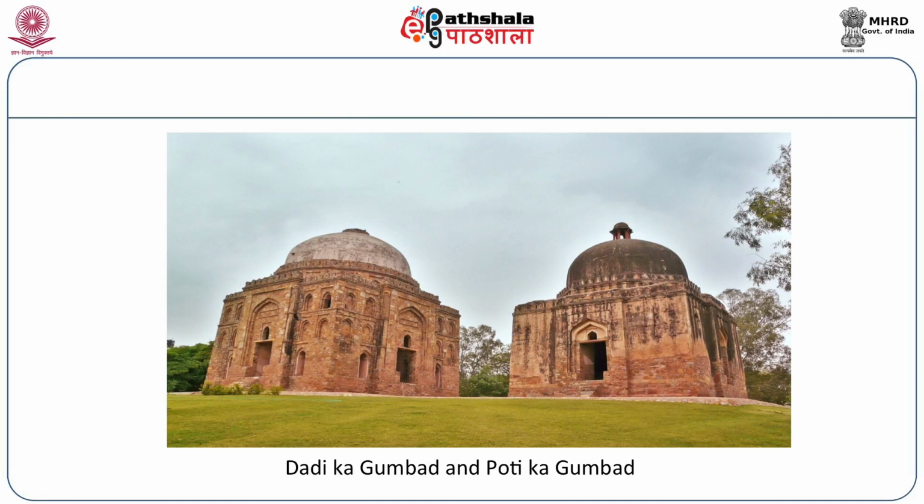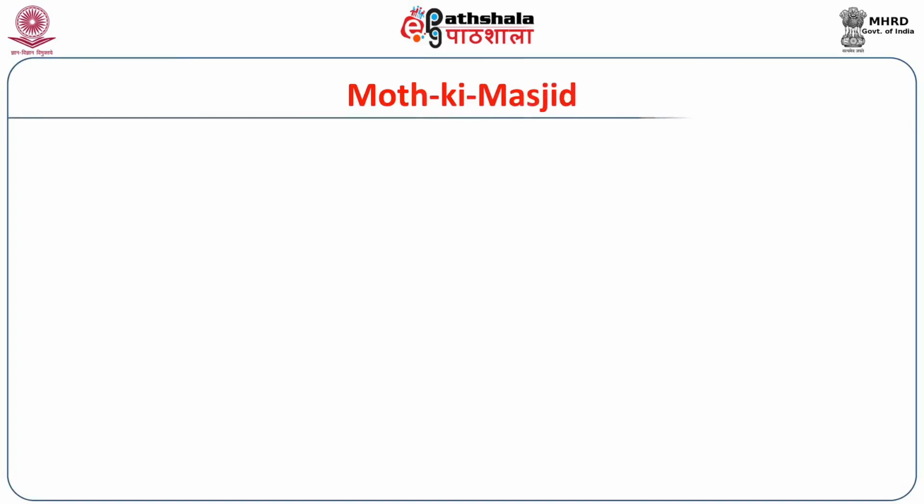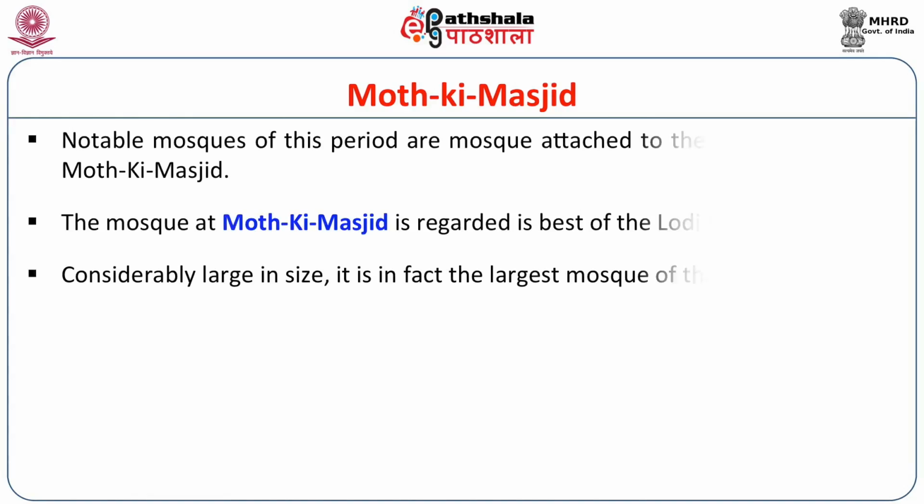The Shish Gumbad is octagonal, but Dadi Ka Gumbad and Poti Ka Gumbad are again square in style, not following the octagonal shape. Therefore, we are coming to the very end of the Lodhi period, and we will only mention one more mosque, that is Motki Masjid, which is regarded as the best of the Lodhi period and considerably large in size. It is in fact the largest mosque of that age.